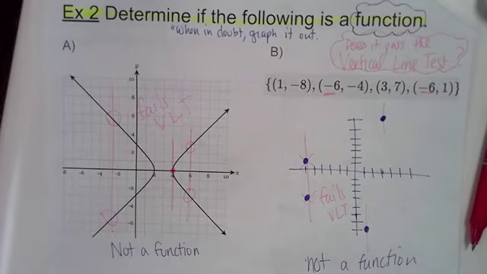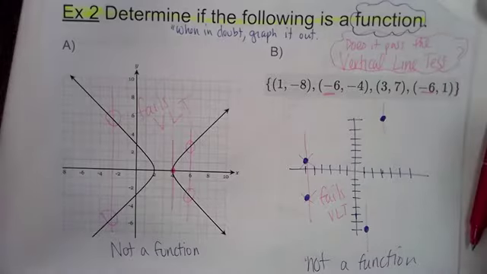So vertical line test is the test, and it's super easy if you've got a picture. Takes a little bit more time if you're given ordered pairs. You just need to check to make sure that they're not stacked on top of one another. Okay, questions on that?